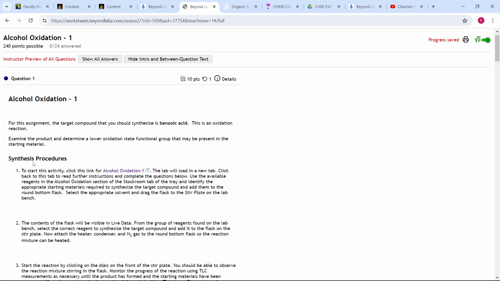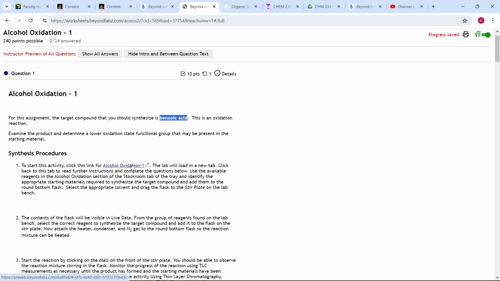You do have your procedure in there. Normally, they start with the target of the compound that you need to make. So we are making benzoic acid, and it's called alcohol oxidation. So this means that you are oxidizing an alcohol into a carboxylic acid. We already talked about this reaction in organic 1, oxidation of primary alcohols into carboxylic acids. This means that you are using an oxidizing agent, which is a strong oxidizing agent.